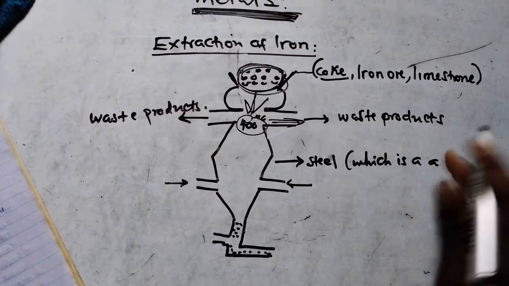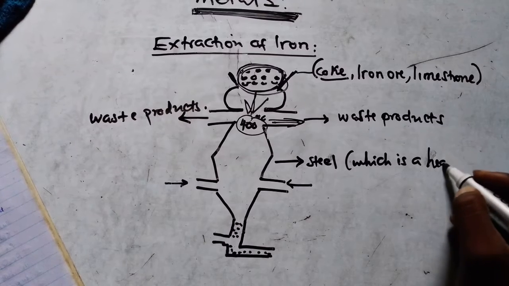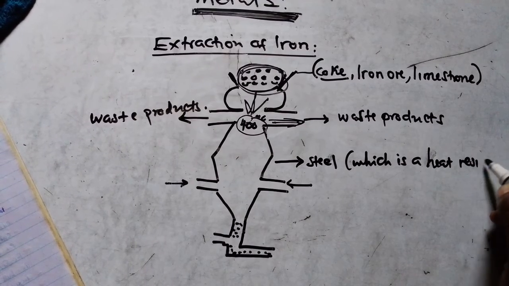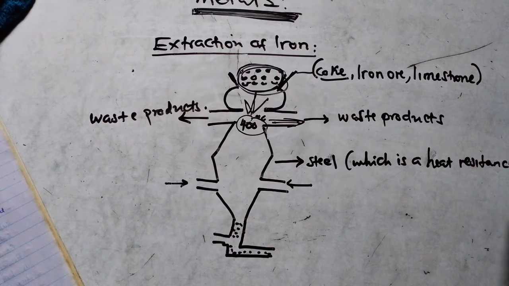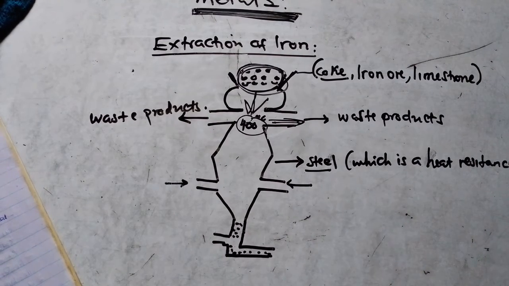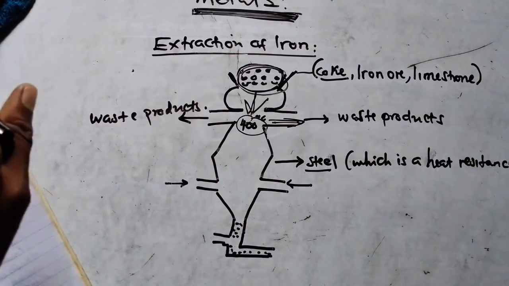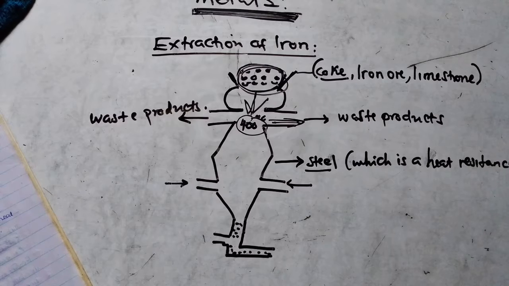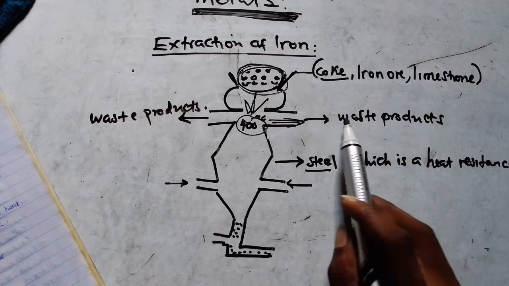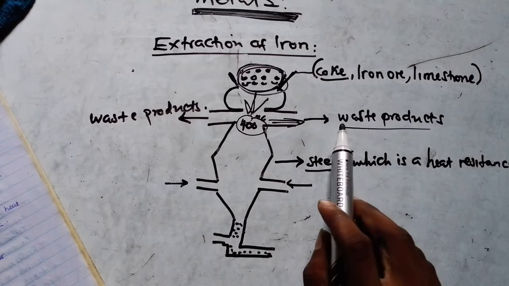a heat resistor. It is a heat resistance. So steel is a heat resistance. No heat can melt the steel. Then after this waste products, guys, it goes out here.